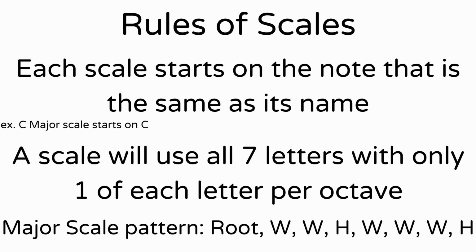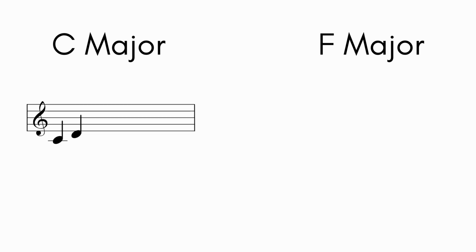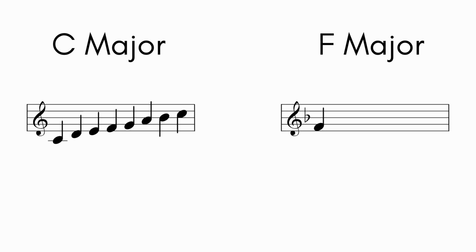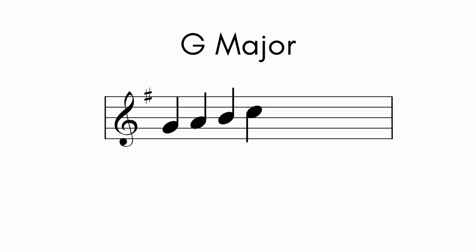In the first part of Scales and Keys, we learned the C major scale and the F major scale. To review, the notes in the C major scale are C, D, E, F, G, A, B, and then C. The notes in the F major scale are F, G, A, B flat, C, D, E, and F. Using this pattern, along with the rules of scales, we know that the notes in the G major scale must be G, A, B, C, D, E, F sharp, and G.